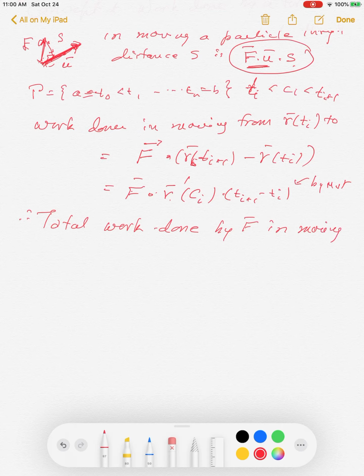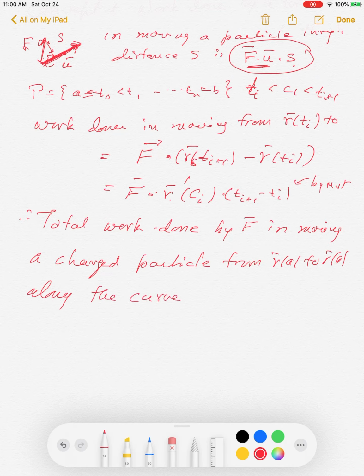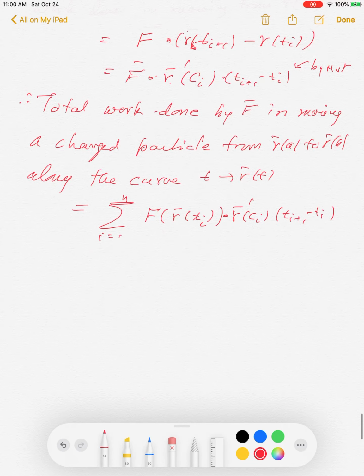So the total work done by F bar in moving a charged particle from r bar A to r bar B along the curve t goes to r bar t is equal to the sum of this function that we wrote down. So it is F at r bar t. I'm taking the values at r bar t_i, dot product with the value of the derivative at c_i, times the width t_(i+1) minus t_i.